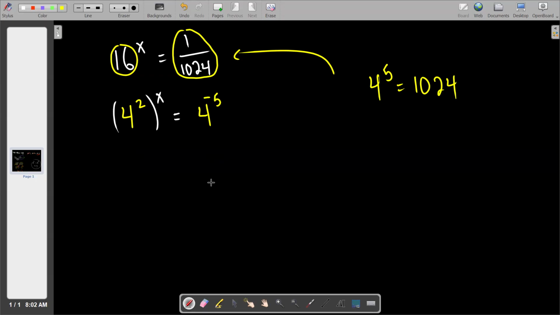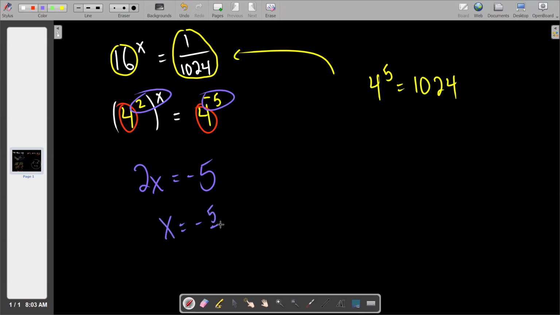Okay. But again, we've accomplished our task. We've set this thing up so that the numbers on the bottom are the same. 4 is equal to 4. And from this point on, the fact of the matter, 1,000,000% is that that exponent and that exponent have no choice but to be identical. They must be equal. And as always, what pops out is a real simple equation. Divide by 2 and x equals -5/2. Done.